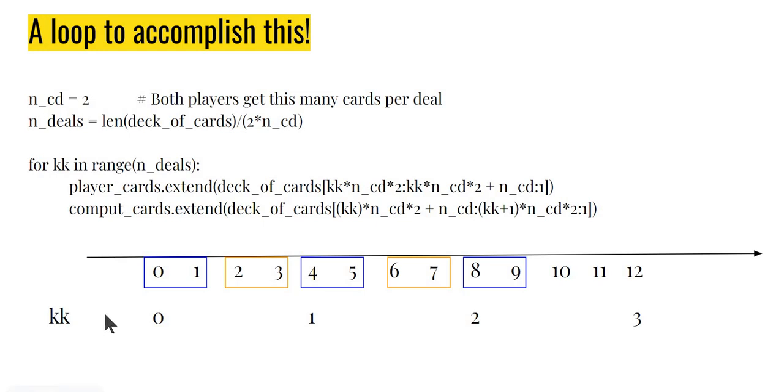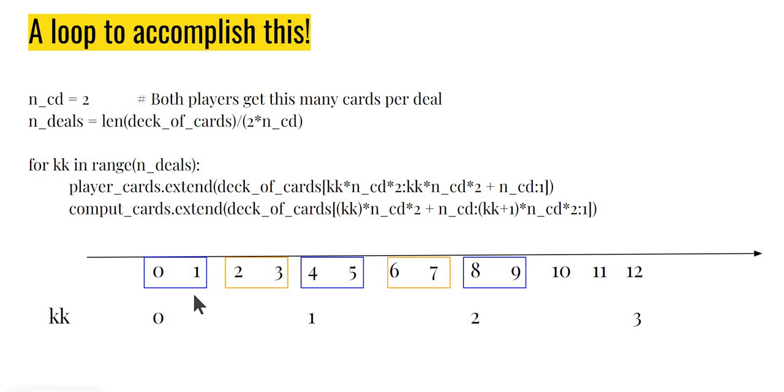Like I said, NCD is 2. So I want to give the first 2 cards to my player, next 2 cards to my computer. Again, 2 cards to player, 2 cards to computer. Now I'm keeping a variable here called KK. KK is a counter variable that's counting from 0 all the way to the number of deals, in this case, say 0 to 13. So 0, 1, 2, 3, 4, 5, 6, 7, 8.